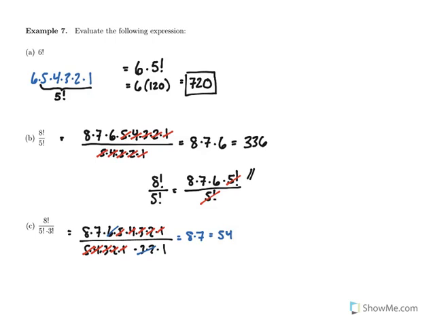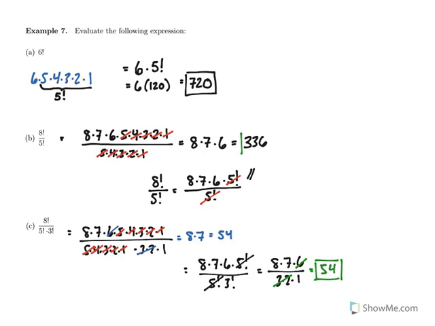Again, we could write this as 8 times 7 times 6 times 5 factorial over 5 factorial times 3 factorial. The 5 factorials cancel out. 8 times 7 times 6 over 3 factorial, which is 3 times 2 times 1. And then our 3 and our 2 cancel out with the 6. And there's our 56. And we're going to do those kinds of calculations a lot in the next few videos.